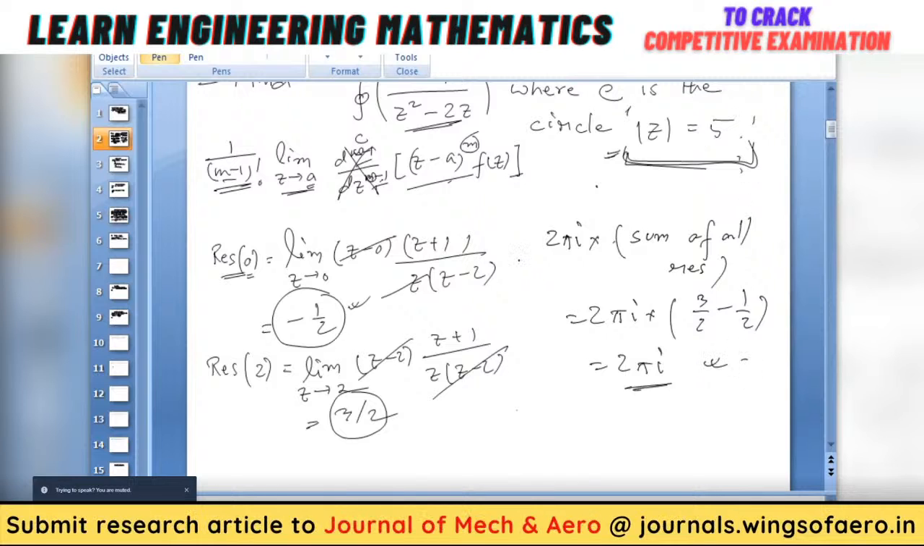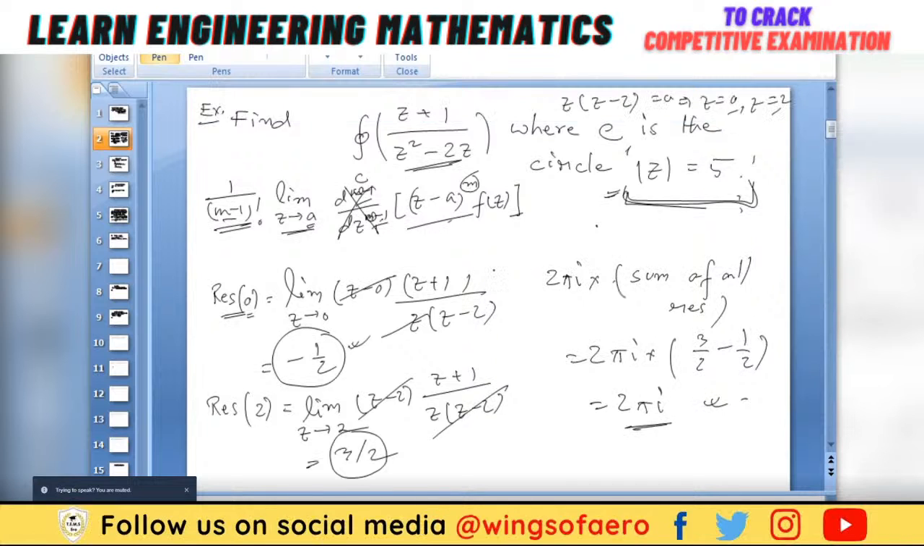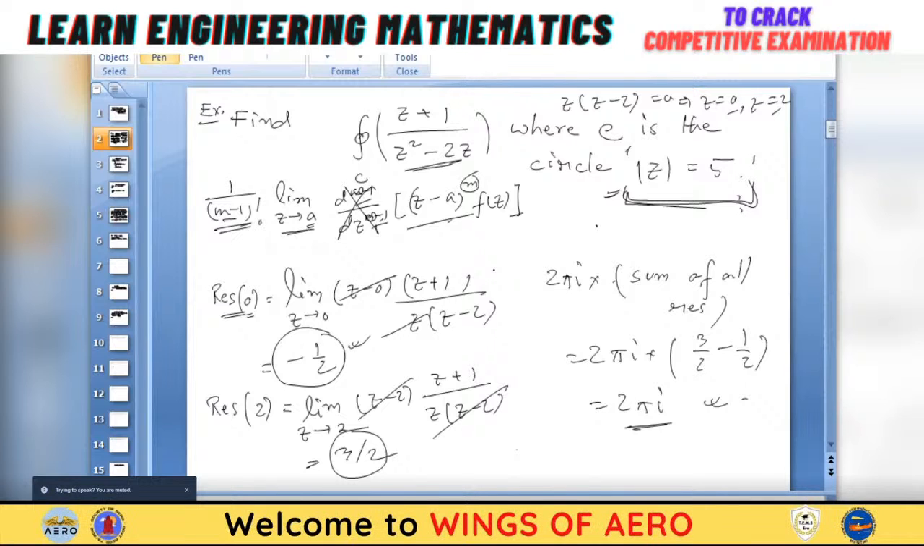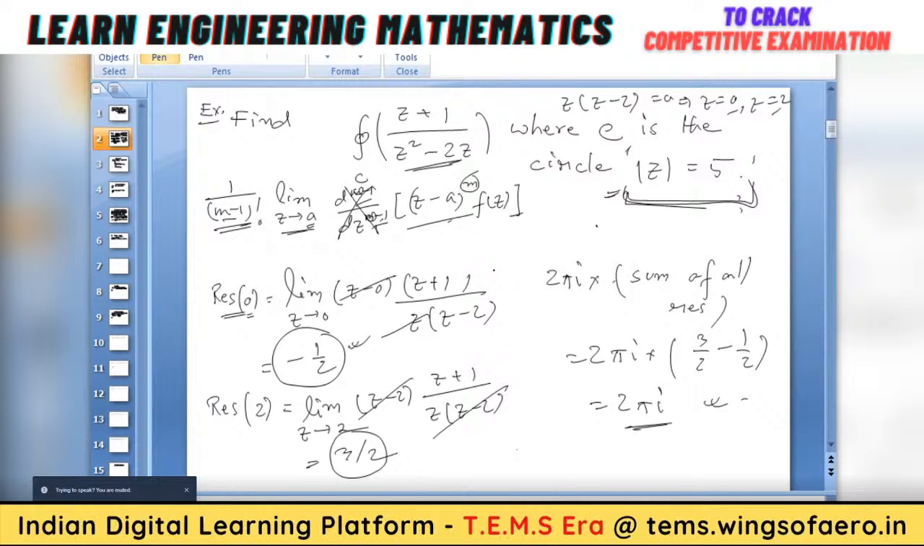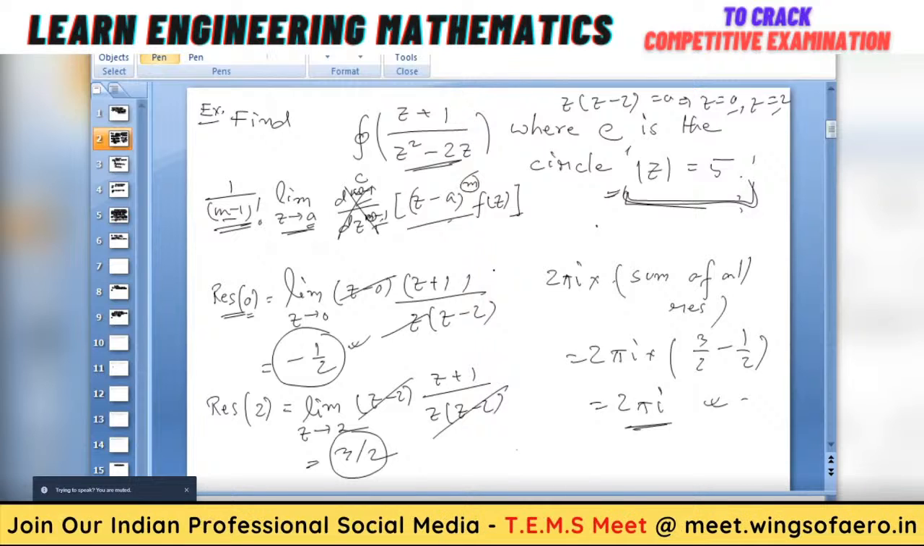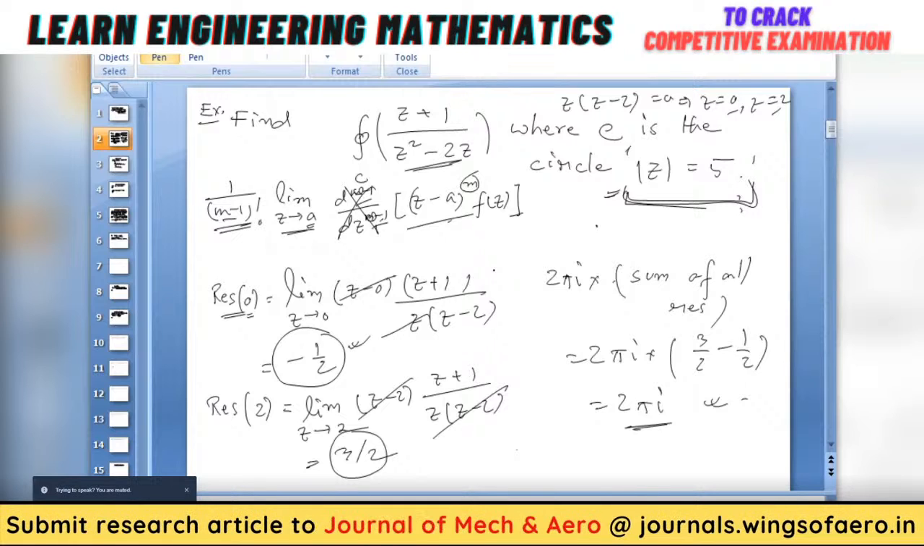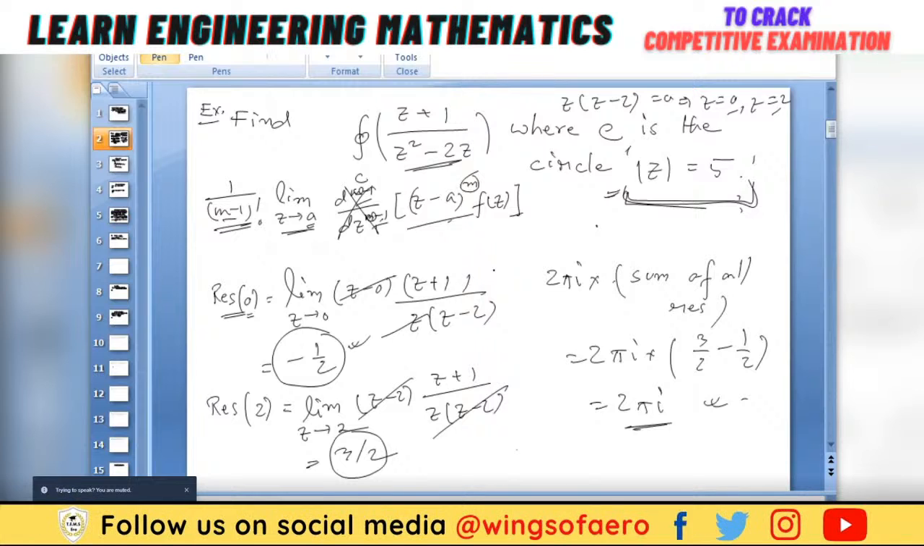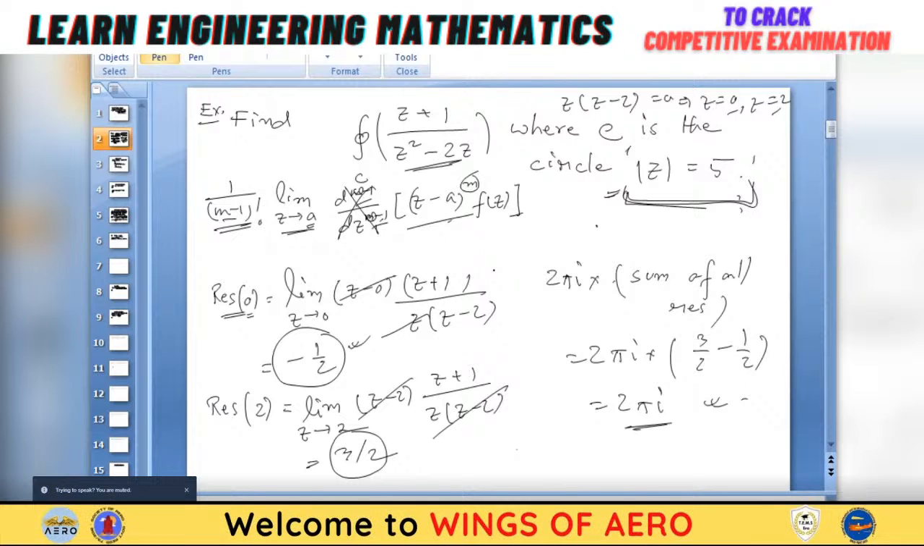Very simple, just find the residue and apply the formula. There are other ways also to find this integration, but this is the easiest way. In other ways you have to remember many theorems, but in this way you only have to remember the residue formula, 1 by (m minus 1) factorial limit z tends to a, and nothing else. And 2 pi i times the summation of all residues, everyone can remember this.